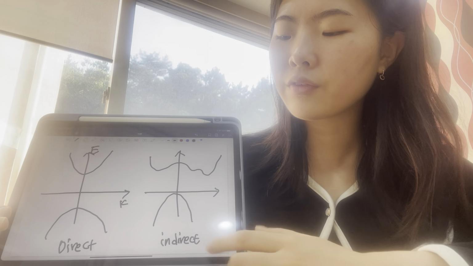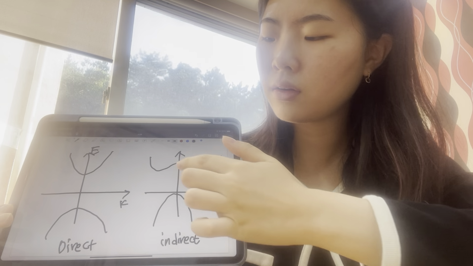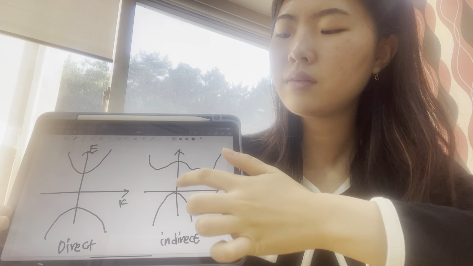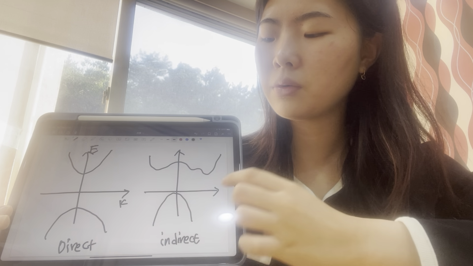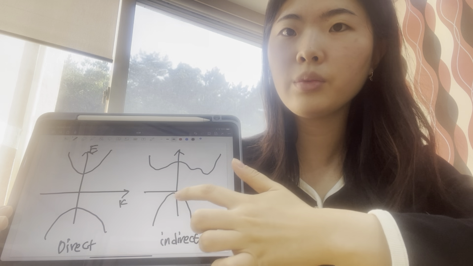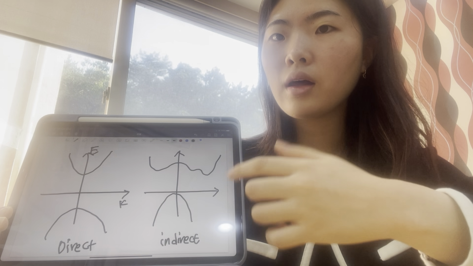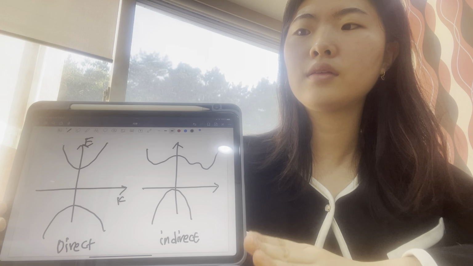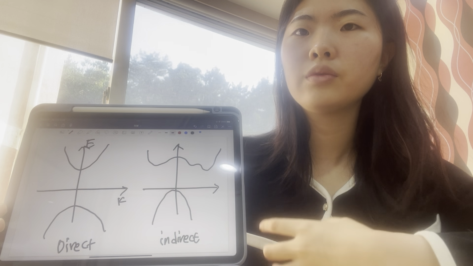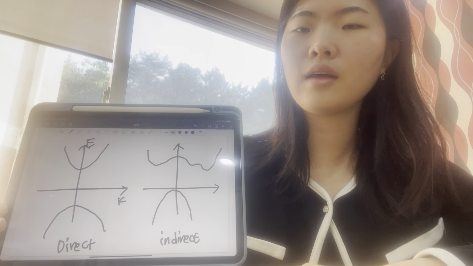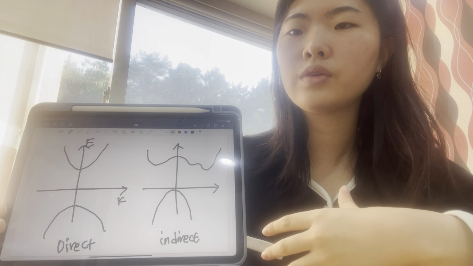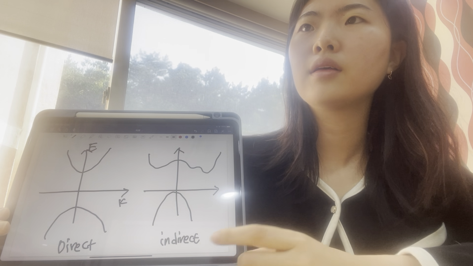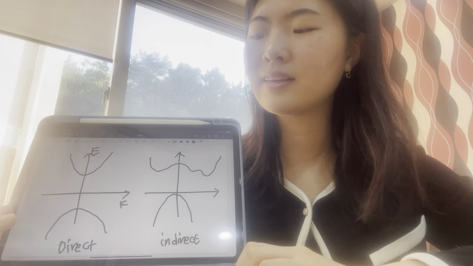However, in the indirect case, this is the conduction band and this is the valence band. So they are not aligned in a line. The carrier should move to the right side and also move upward again. In this case, carriers use more energy than in the direct case, and it means carriers lose a lot of energy. So this is a little bit less useful than direct.